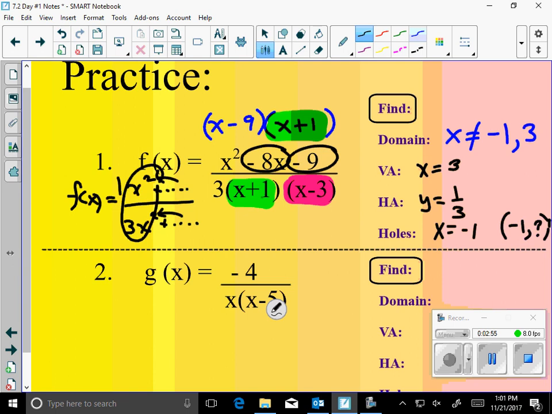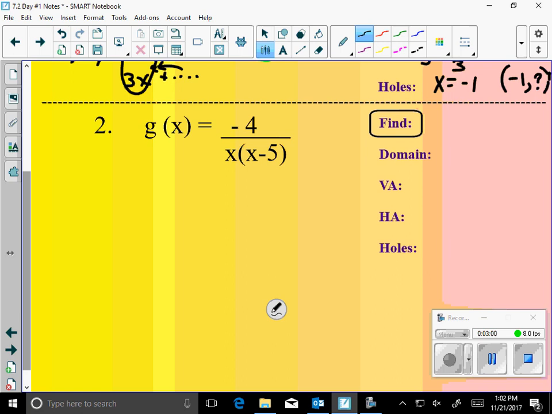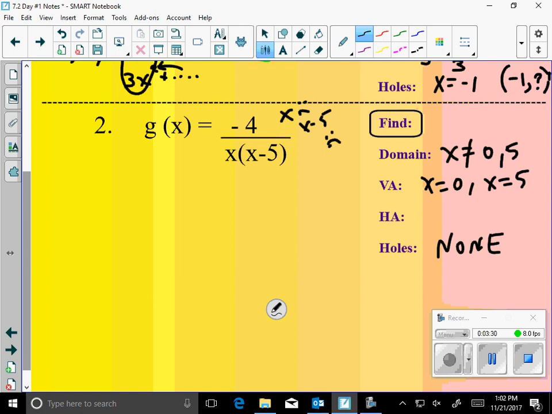Okay, let's look at the second one. Let's just chat through it real quick. Let's fire some of these answers out there. Domain is everything except for what values? 0 and 5, good. Which of those will be a hole? Neither, right? I don't see an x up here, and I don't see an x minus 5 up here. So there will be no holes, none. So that means I've got two vertical asymptotes. How's that even possible? Well, it is. Okay. Joey.